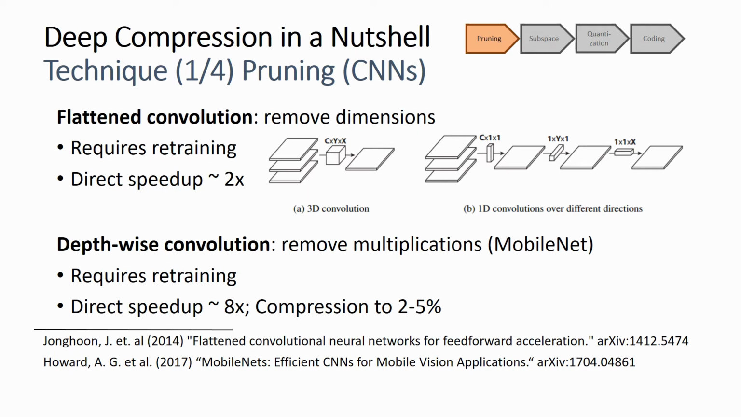Another clever idea is the depthwise convolution, that reduces the required number of multiplications by rearranging them. This obviously also requires retraining. We have a speedup of a factor of 8 reported, and also the number of parameters is greatly reduced.